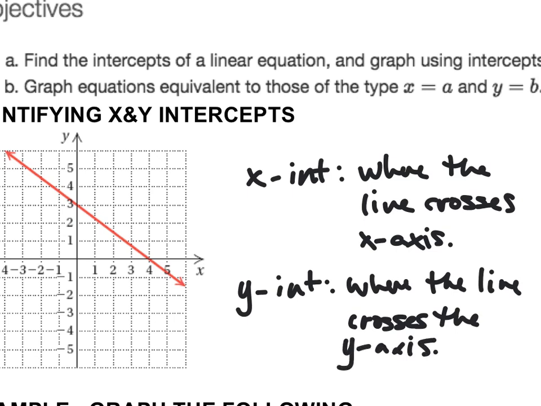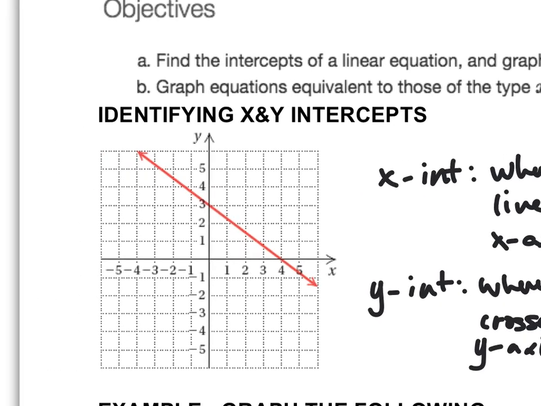Let's identify those. So what I want to do is take a look at my line here on this graph, and I have my x-axis here, and I have my y-axis, okay? And I have my graph like so. So what I notice here is that I have this line, and there's a point at which it crosses the y-axis, okay? And I'm going to identify that point here, okay?